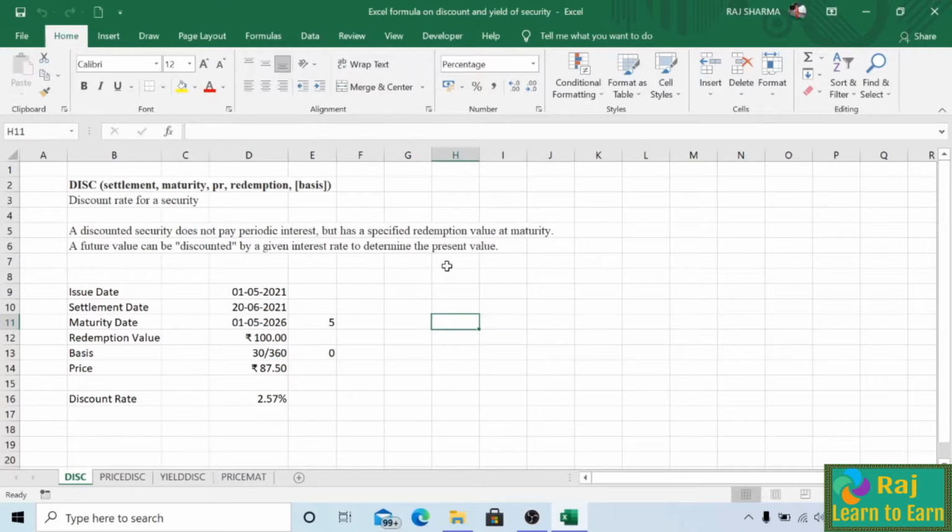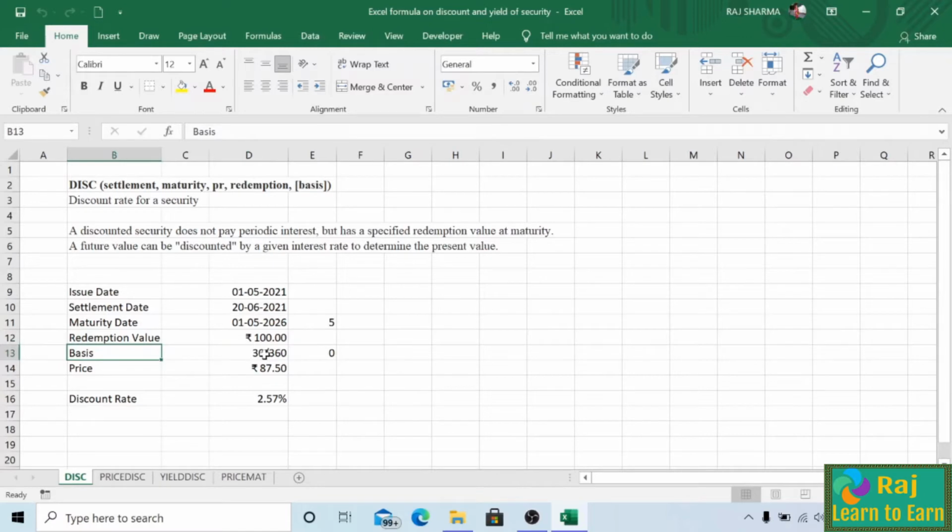So let us try to understand it by an example. Assume the issue date of a security is 1st of May 2021. Settlement date is 20th of June 2021. Maturity date is 1st of May 2026. Redemption value, this is the value which will be received by the investor on the maturity date, that is 100 rupees.